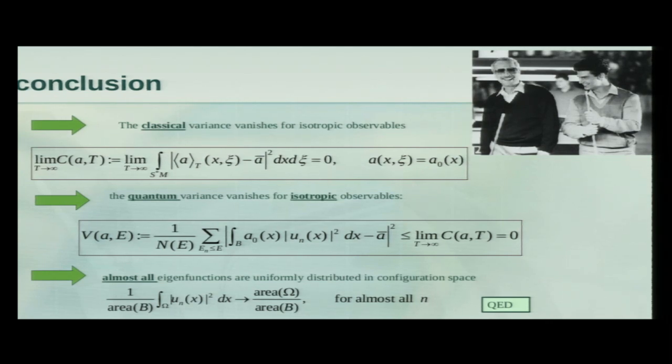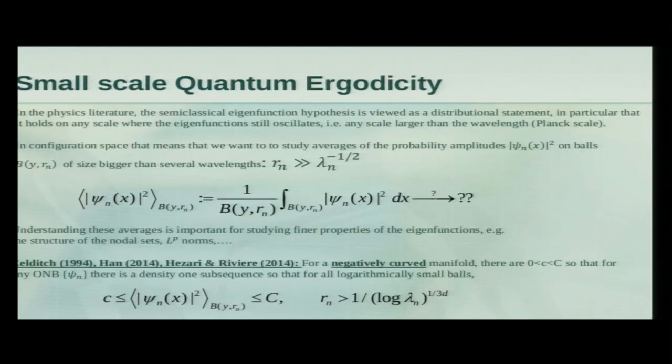Now, what I want to emphasize here is this is completely qualitative. There are no quantitative aspects to this argument. I know that almost all observables converge to what I want them to, but it doesn't give a rate at all. And this is what I want to discuss in the last few minutes that I have left. This is the issue of small-scale quantum ergodicity. And again, I'm only going to discuss what happens in configuration space.